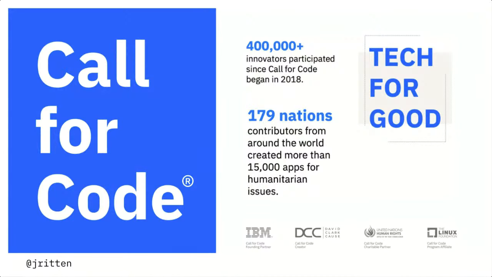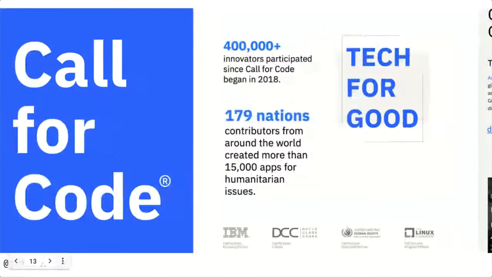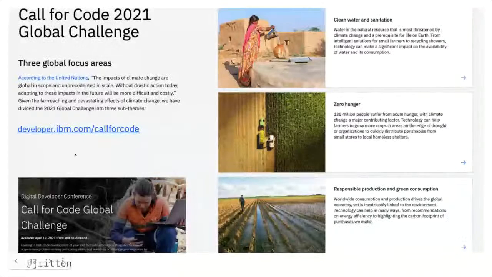So on the next slide, Jenna, we launched the 2021 challenge at the end of March. It is still going on. The submission deadline is end of July, so you do have a month to take the challenge. We have 3 themes this year: zero hunger, clean water and sanitation, and responsible production and green consumption. So as you can tell, they're really large themes that you can build a lot of stuff around.